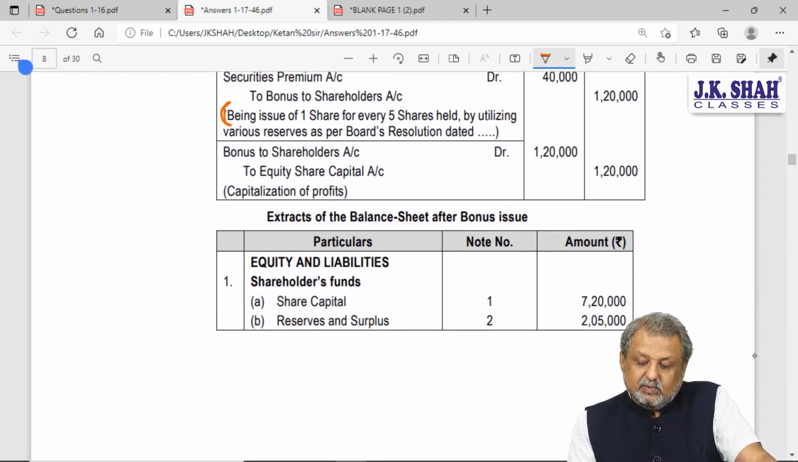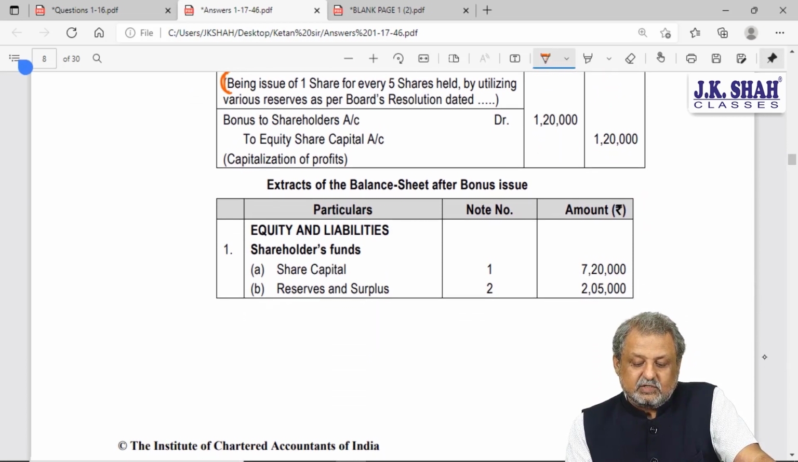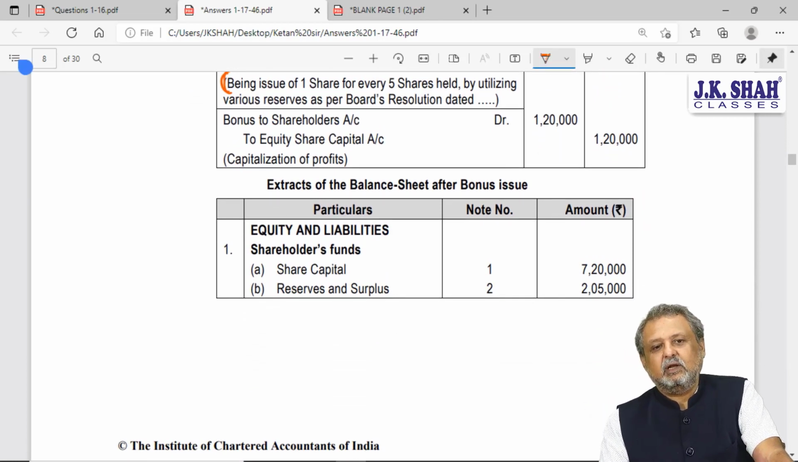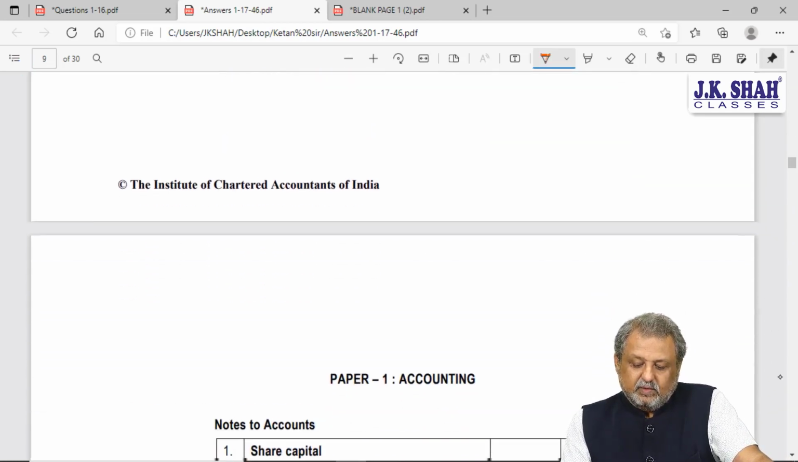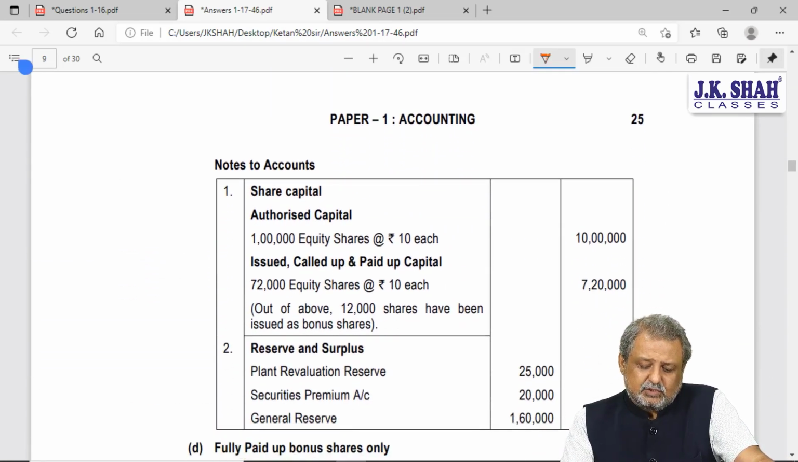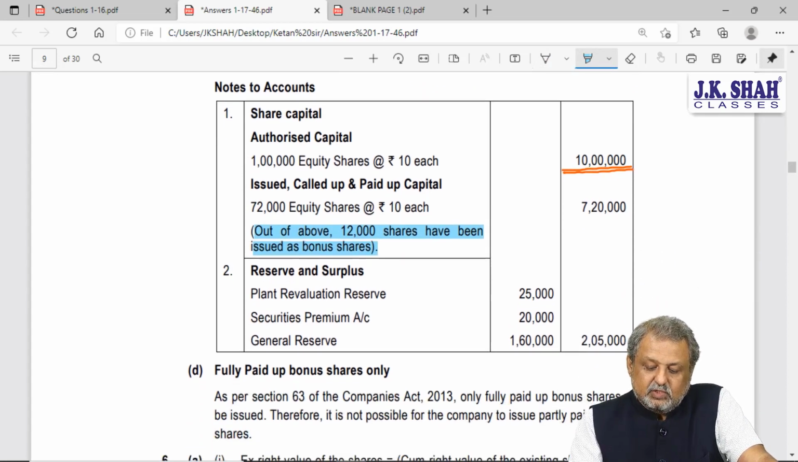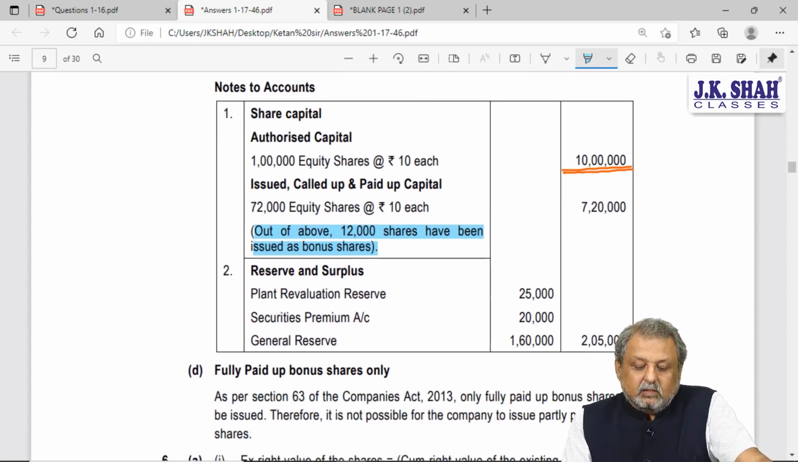Now, as far as notes to accounts and the extract is concerned, extract will be only for share capital and reserves. There cannot be anything else. So, note 1, share capital, first authorized share capital, that needs to be underlined twice. 1 lakh shares are there. Then issued capital, 60,000 shares were there, plus 12,000 bonus, 72,000 shares. But write a note of the above 12,000 equity shares have been issued as bonus shares or fully paid bonus shares. Not just issued as bonus shares, fully paid bonus shares.